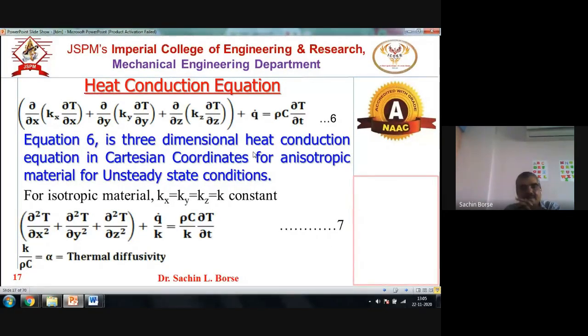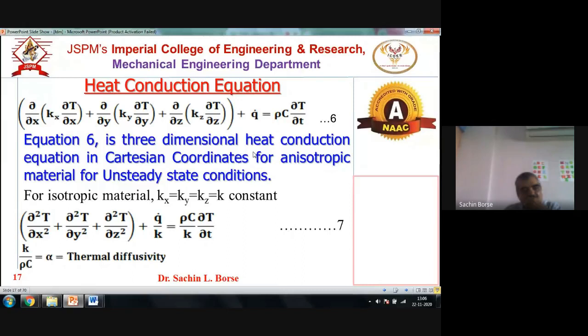For an isotropic material, K is the same in all directions. Suppose we consider it is an isotropic material, then Kx is equal to Ky is equal to Kz in all directions. If it is the same, then instead of Kx, Ky, Kz, we will write K. So we got this equation. Now as K is constant, it comes out, like del by del x into Kx in the first line, we can see in equation number 6. As K becomes constant, it comes out. That's why we get the equation now.